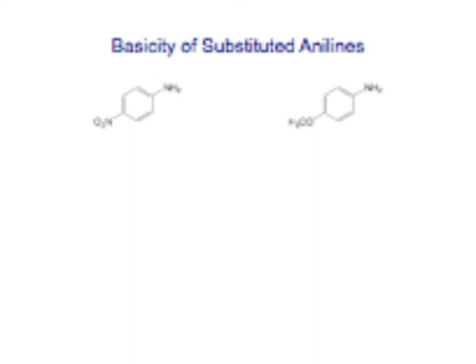Okay, so let's look at anilines like this, and we'll get some substituted anilines. On the left, we have a nitro group. On the right, we have a methoxy group attached. All right, so how will these substituents affect the basicity of these two anilines? Which one would be more basic? Left or right? 50-50 chance.